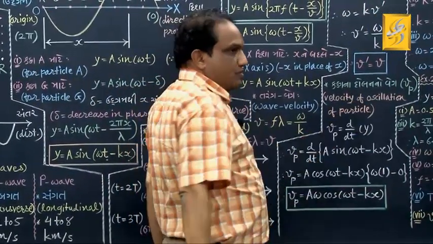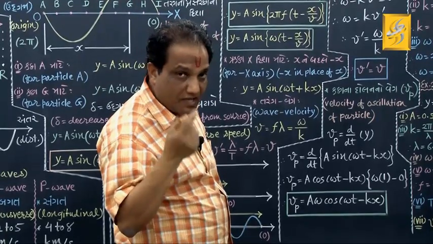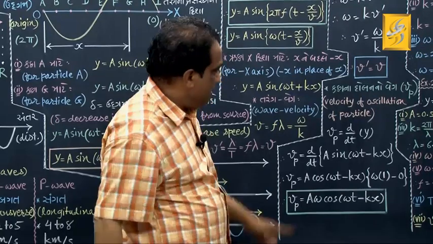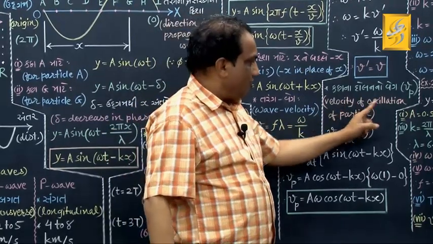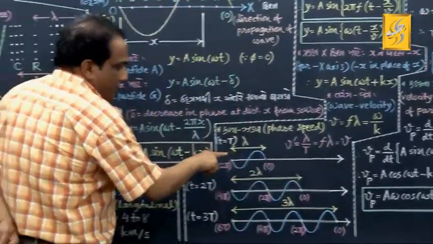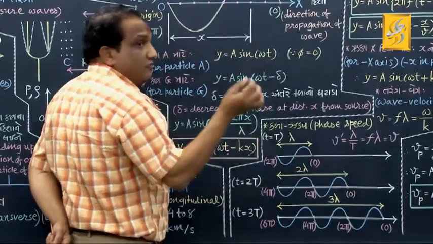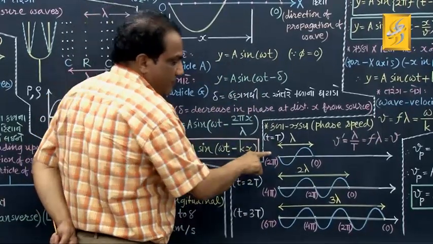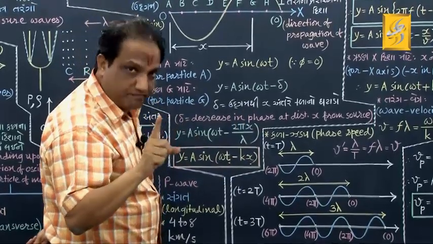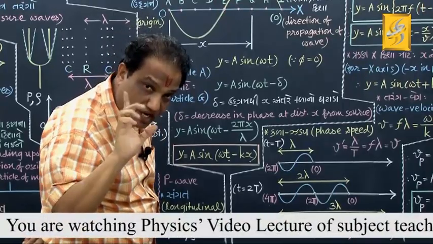Then we go for a small topic, a very small formula. Come on, let us derive it because it will be utilized in the numericals. Okay? What do you mean by velocity of oscillation of a particle? Listen. When the wave is propagating in a given medium, with whatever speed the wave is propagating, that is to be determined by the medium. If you change the type of medium, then that wave speed will change.